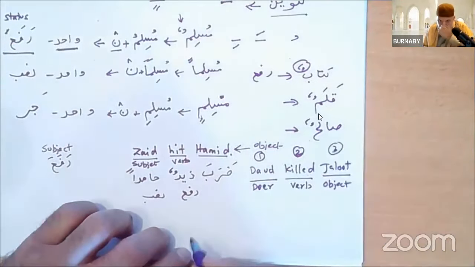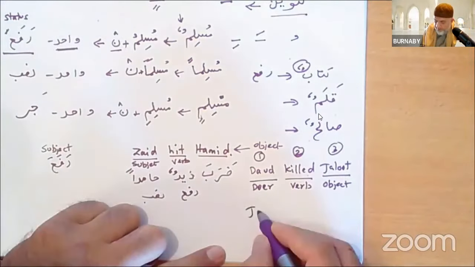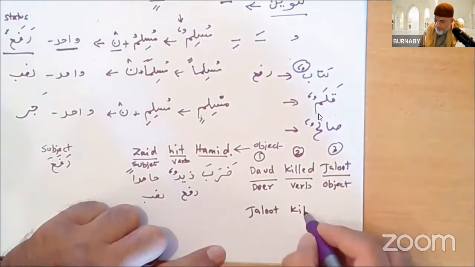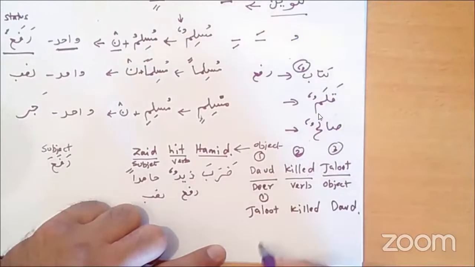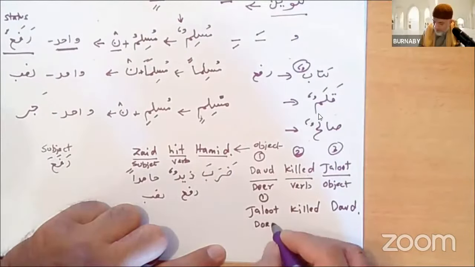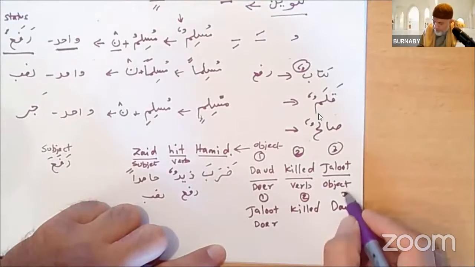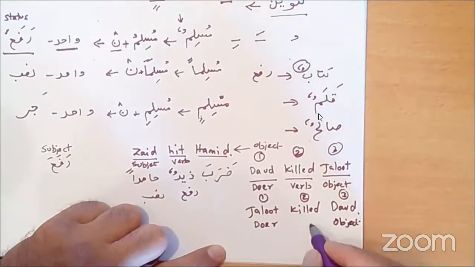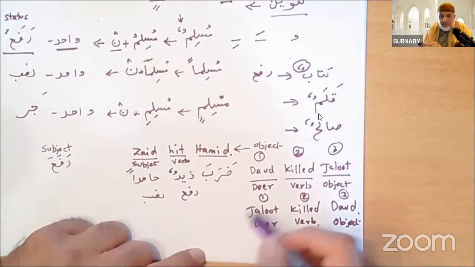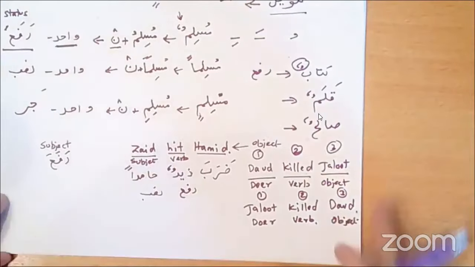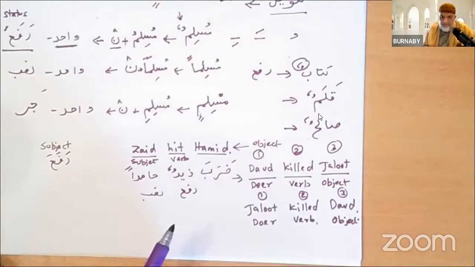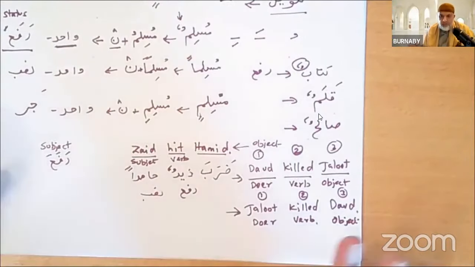Yes? Okay. If I say Jalut killed Daud, now who's at number 1? Jalut, the doer. Number 2 is still the killed, the verb, and number 3 is Daud. It becomes the object. You see how changing the position of the noun in the sentence changes the meaning. According to the Quran, statement number 1 is correct, right? But if you say statement number 2, according to the Quran, that is wrong.